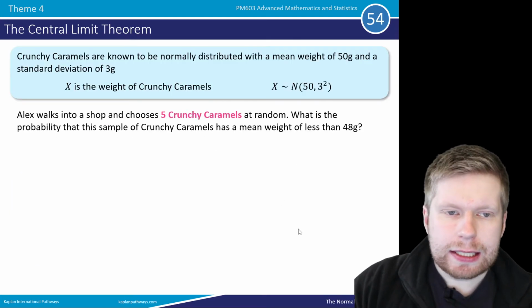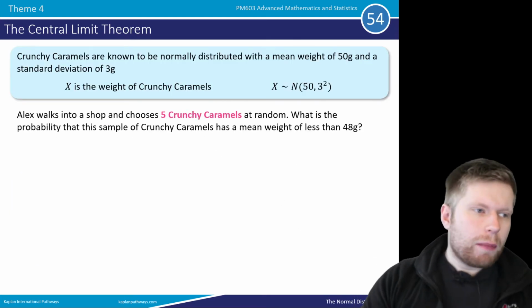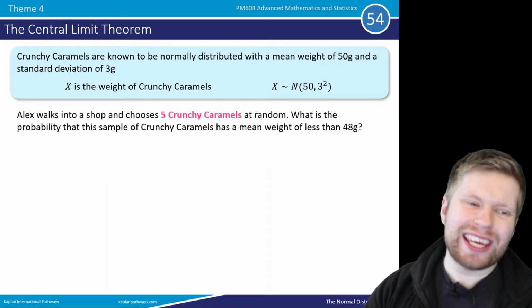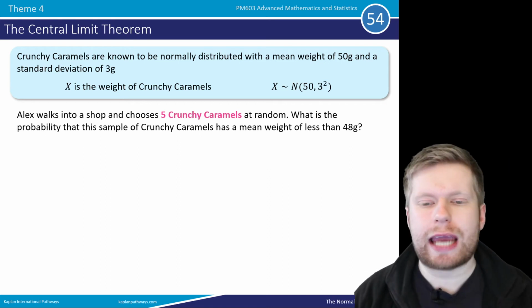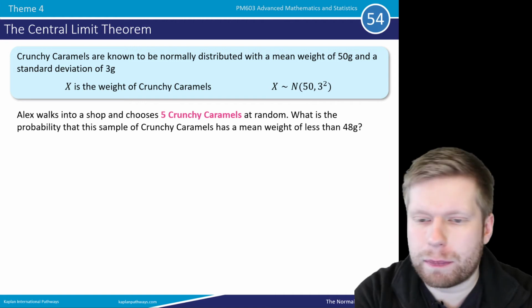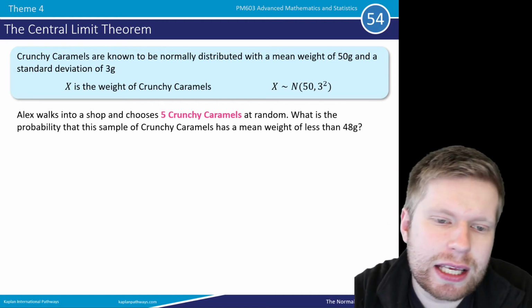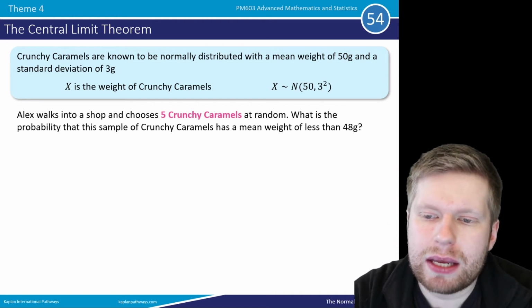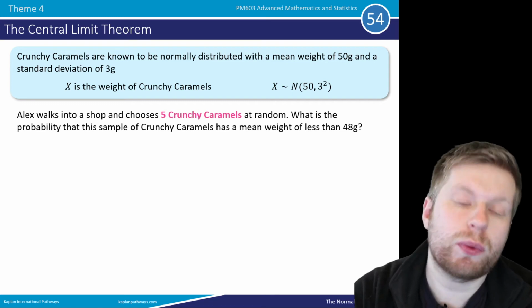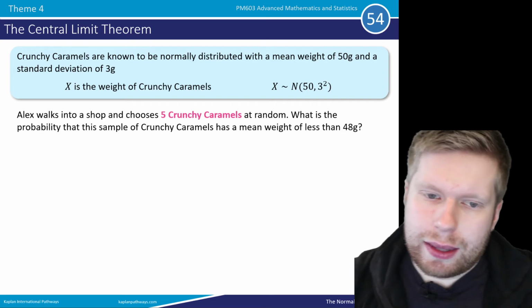Okay, good. So let's actually look back at our question. So my question said, if I walk into a shop and collect 5 crunchy caramels at random using some random sampling method, what is the probability that this sample of crunchy caramels has a mean weight of less than 48 grams? Well, okay, let's have a look at that then.